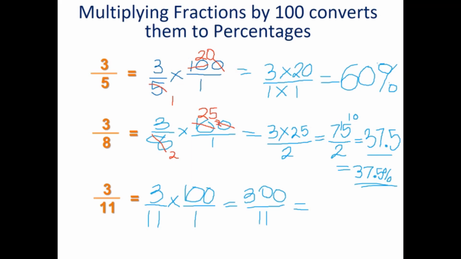So how many 11 in 30? That's definitely a 2. 22, isn't it? We made that what? 8. How many 11 in 80? That's definitely what? A 7. We made that what? 3.